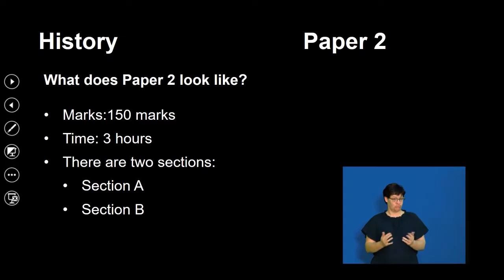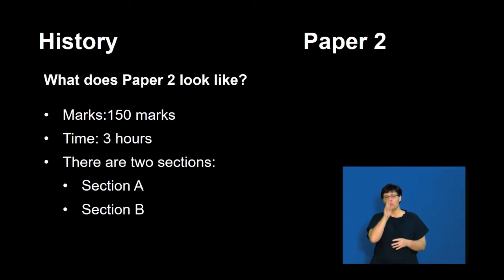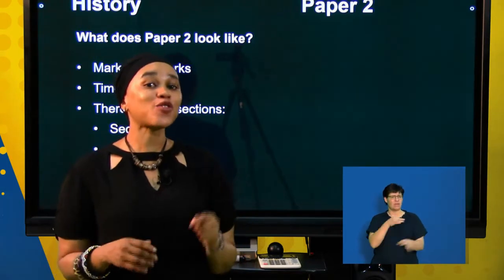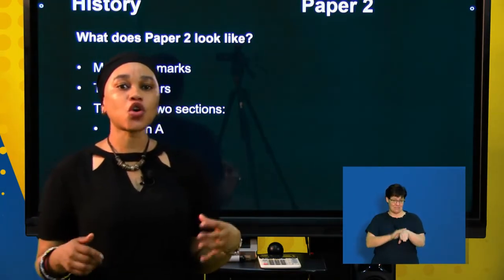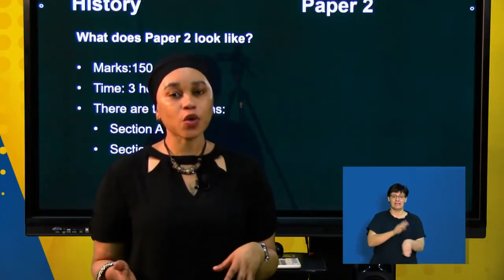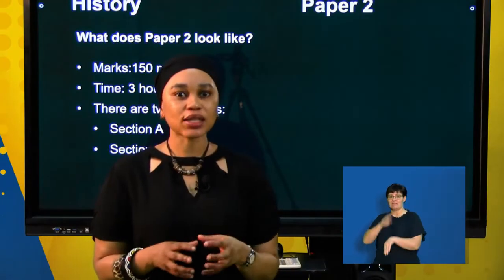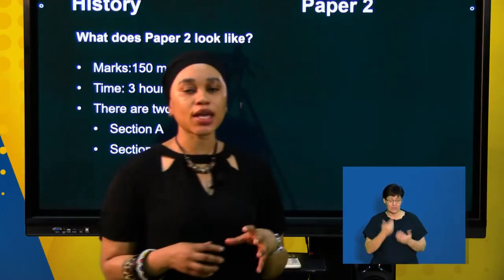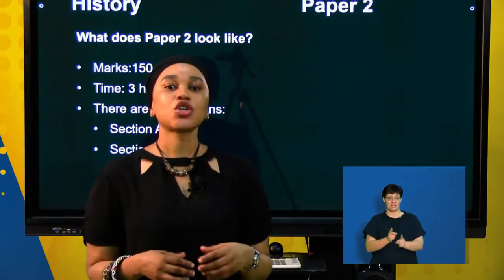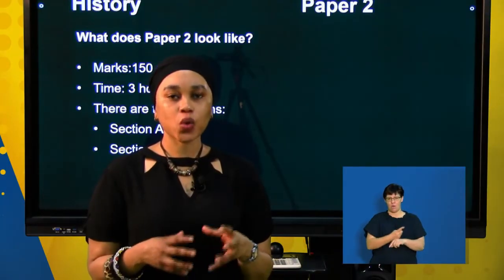So if we look at how the paper looks, it is out of 150 marks, it's 3 hours long. And there are 2 sections, Section A and Section B. I will give you a breakdown of what each section consists of, but you have to be mindful of the time because you don't want to see yourself going over time or not being able to answer all the questions because you have not planned your time properly. Now, as you will see when I give you the instructions, you're expected to answer 3 questions. So the suggestion is that you spend an hour per question.